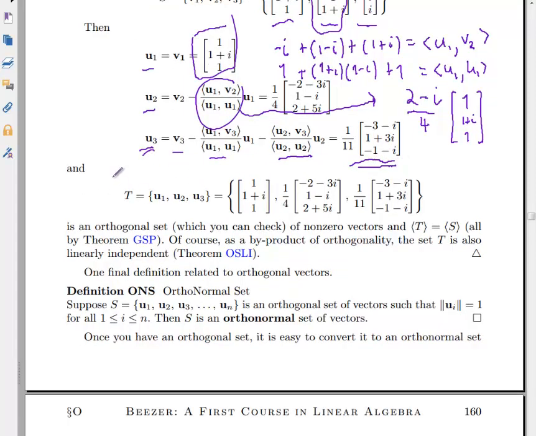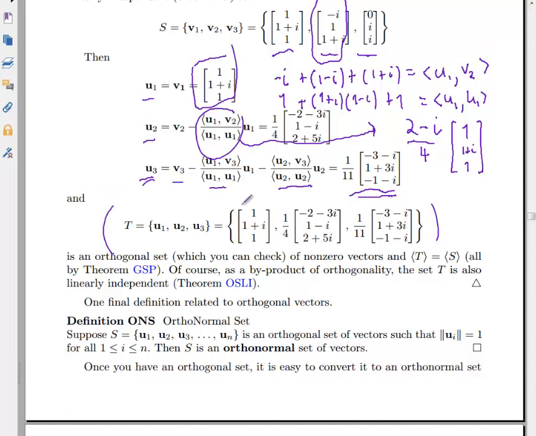Okay, so then this is your final result. u1, u2, u3 turns out to be an orthogonal set that has the same span as the original set. Okay, so that's a very nice procedure.